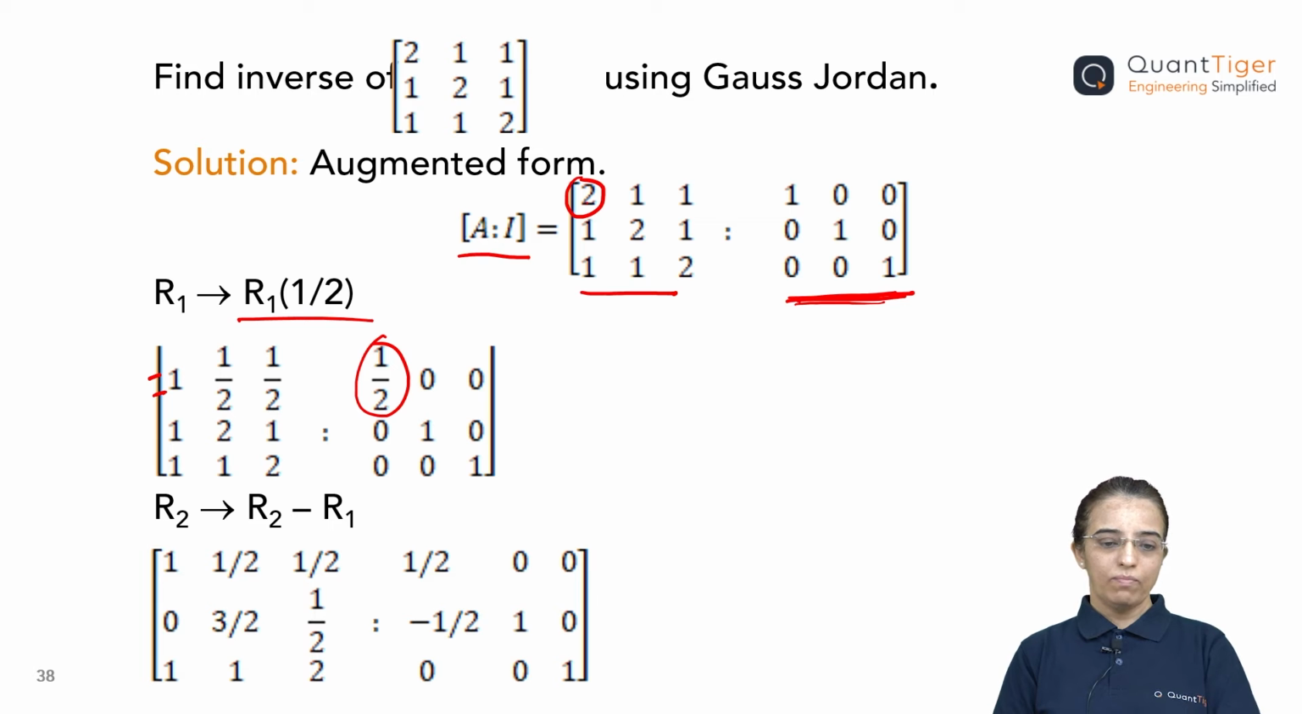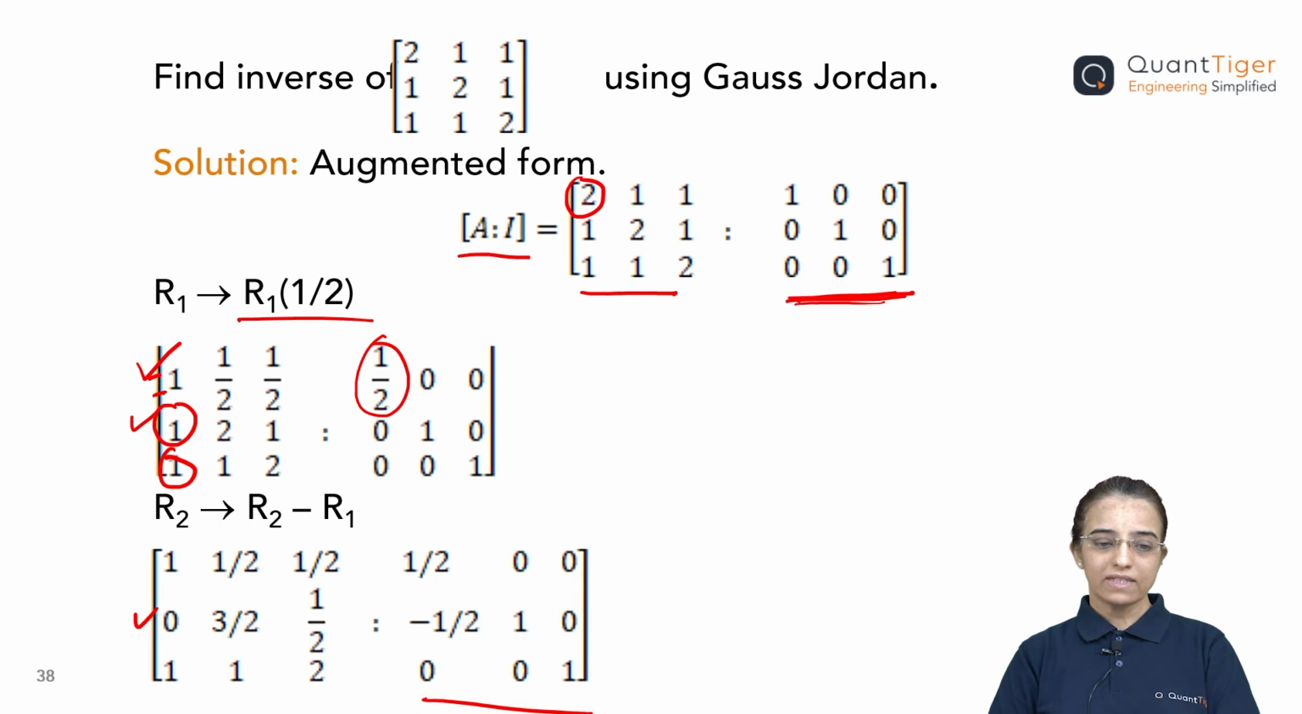Now R2 minus R1. As I said, the order I follow is this: I brought 1 on the diagonal, now I will try to make these elements 0. So my next operation is on the second row: R2 minus R1. So definitely I will get 0 over here. The same I applied on this part also, R2 minus R1.